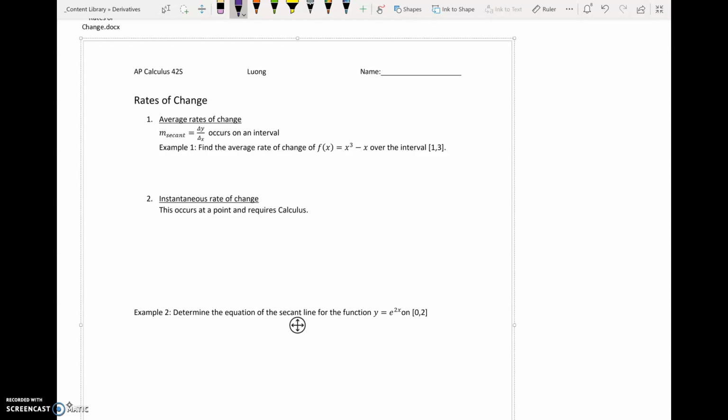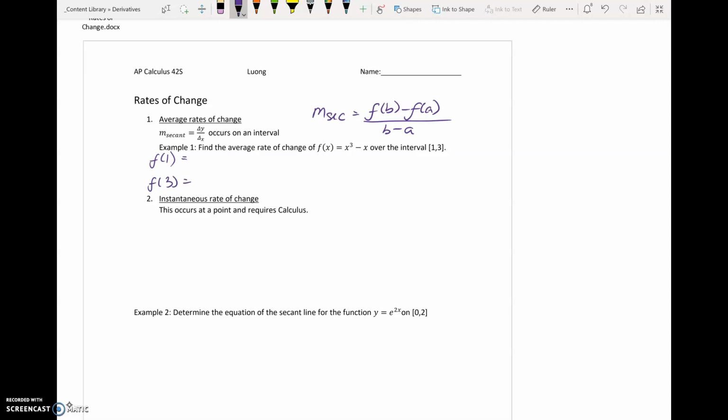So m secant is generally calculated as f of b minus f of a, so your y values, all over your x values subtracted. So that's your m secant. Now we're going to apply this in finding the rate of change over this f of x and using this interval. So first we need to find our y values. We're given the x here because that's our interval, and we're going to plug it into our f. So we need to find f of 1 and f of 3.